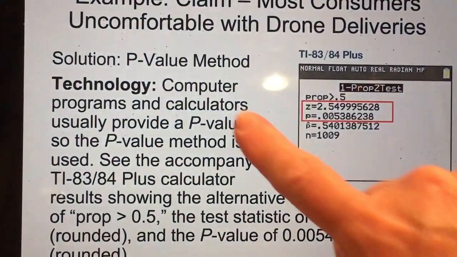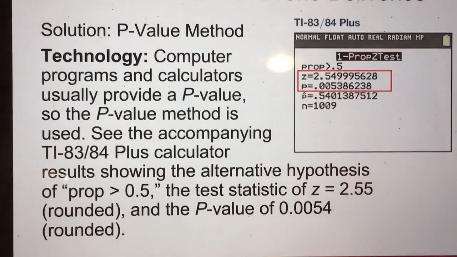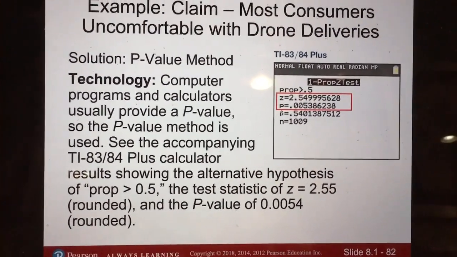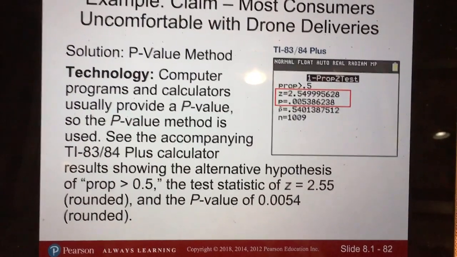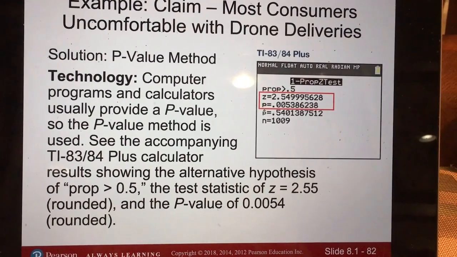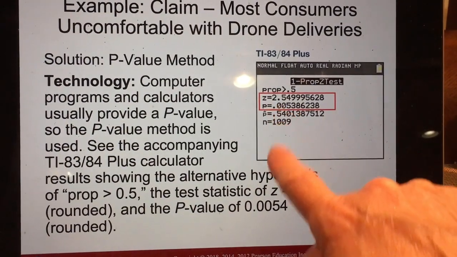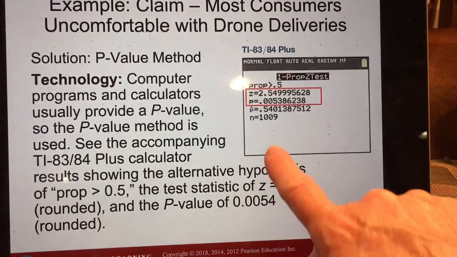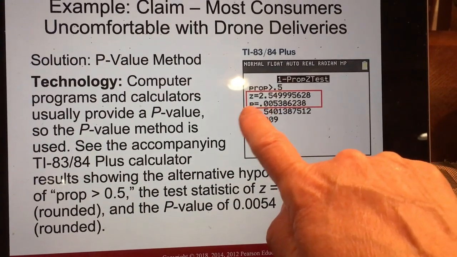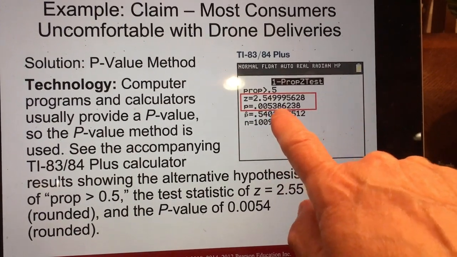So here they're saying that the computer programs and calculators usually will provide the p-value, and so the p-value is used very often because the technology sources are going to give us the p-value. And here notice that they give us the z is 2.549, and they give us the p-value, which is 0.00538.